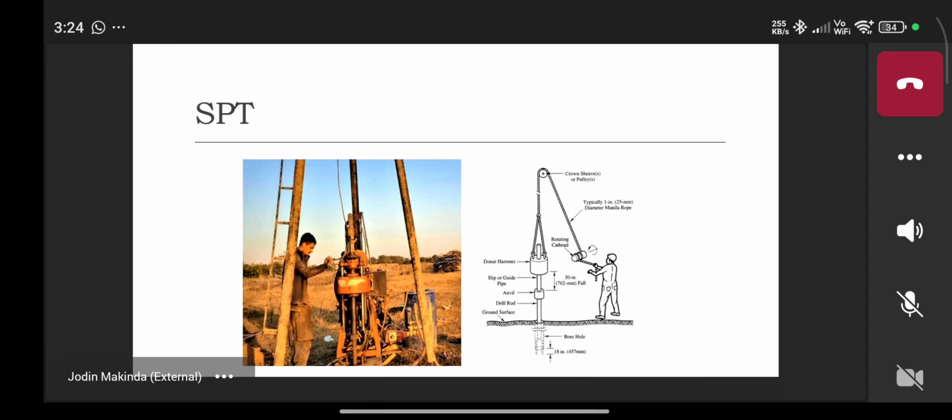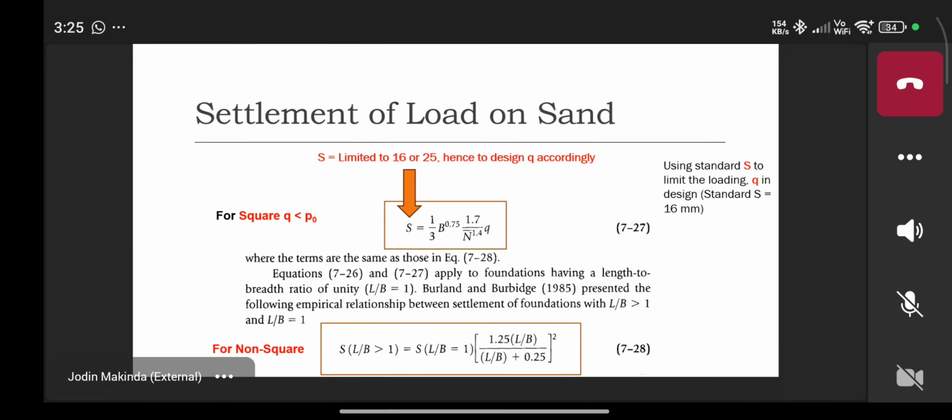Yeah. This is SPT. We use the penetration test. We hammer the rod into the ground. We count how many times you hammer the rod into the ground for it to pass the layer of the soil. We call it the N value. So you count how many blows for every meter of the soil layer. Yeah, that is what we call the N value.